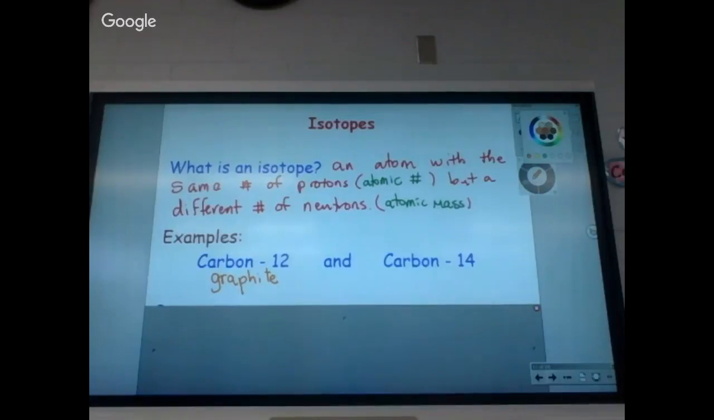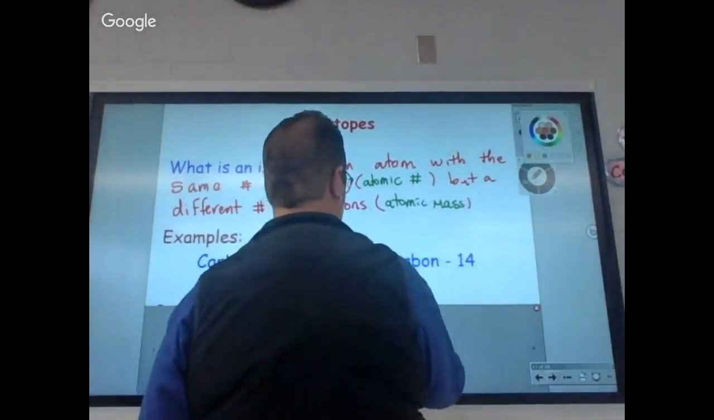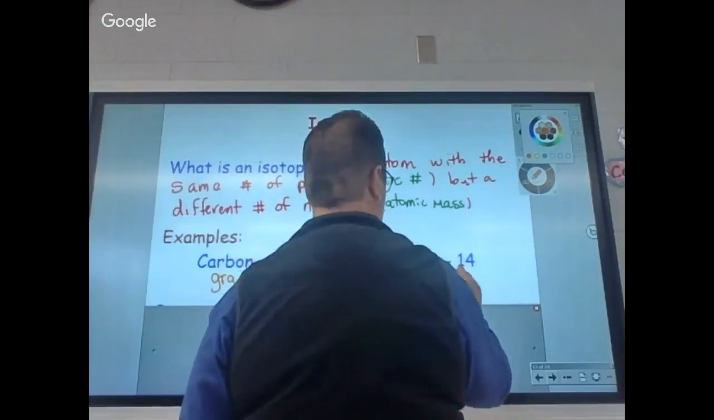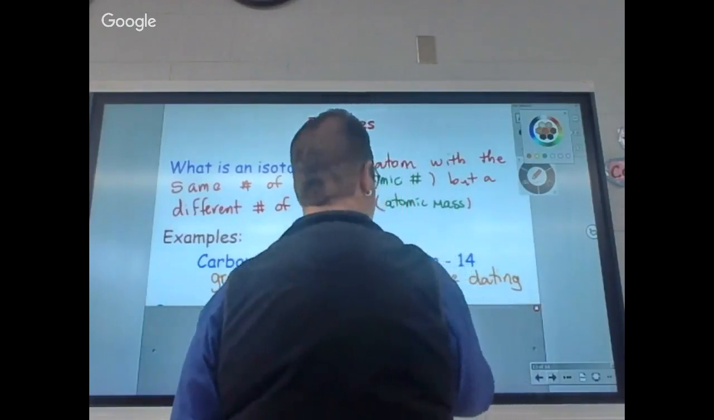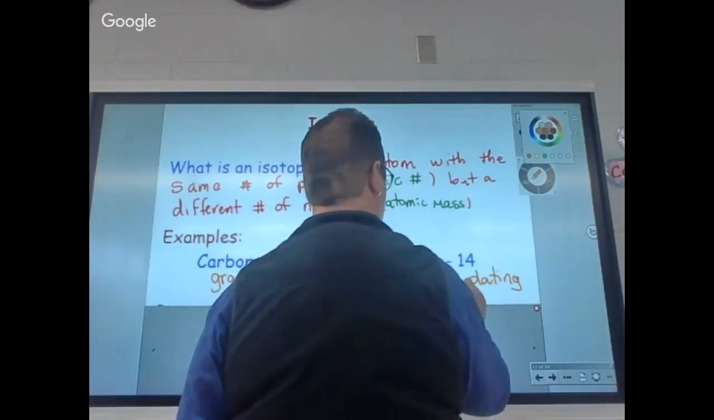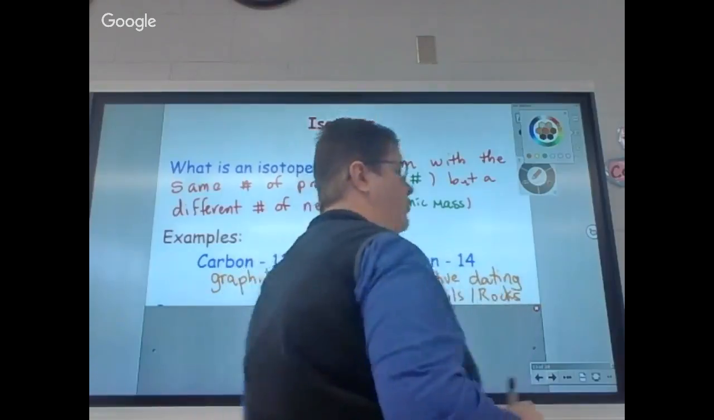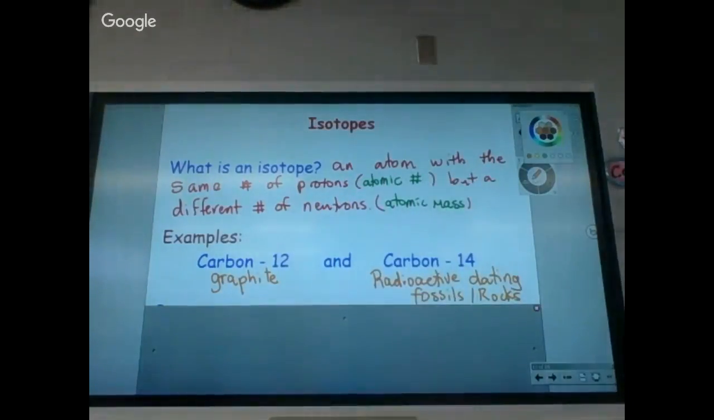Now, carbon 14 is used for radioactive dating for fossils, rocks, like when they want to know how old the Grand Canyon is, or some dinosaur bones. We use carbon 14 to see how old it is.